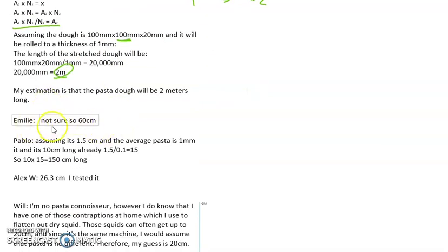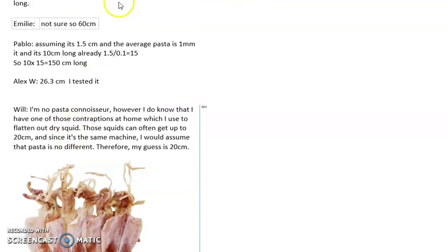I'm not so sure 6 centimeters from Emily, not far off. Pablo, some good working out and kind of getting to the right idea with dividing by 0.1, not far away. Alex says 26.3. I tested it. Can't really have tested it too accurately because I was quite far away.